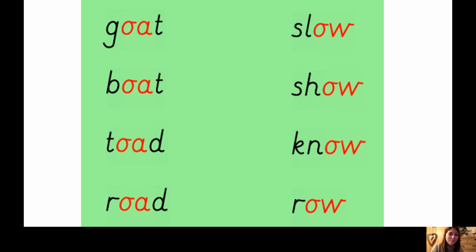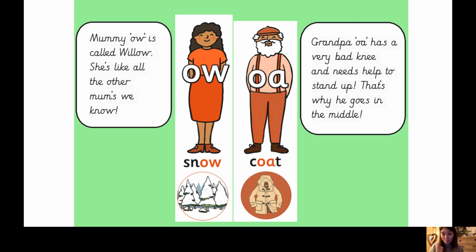Let's find out. So these are just two members so far of the O family. We have Mummy O, OW. She's called Willow, and she's like the other mums we know so far. That means, you've guessed it, she goes at the end of words because she's just being that little bit bossy. Grandpa O has a very bad knee, and he needs a little bit of help and support to stand up. So that's why he goes in the middle of words, because he needs the help of the other letters around him so that he doesn't fall down. So we're going to try and use these rules today to help us to spell some words.